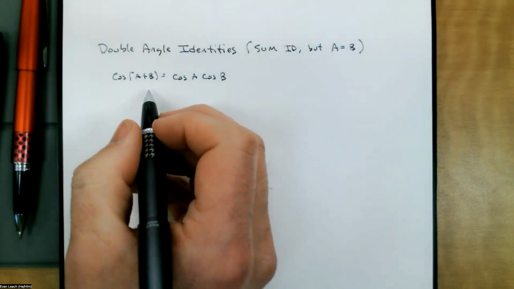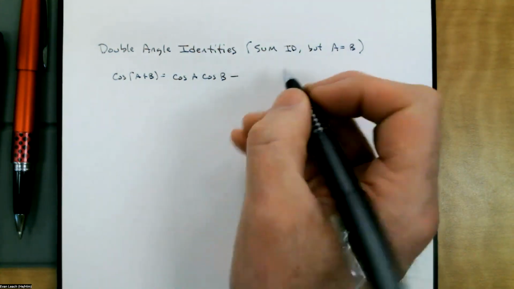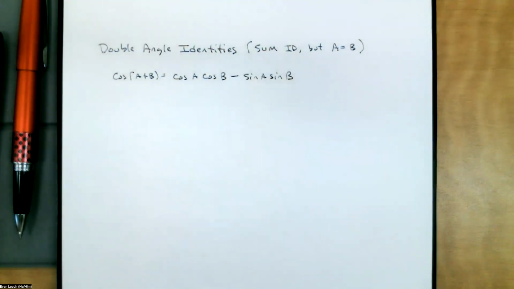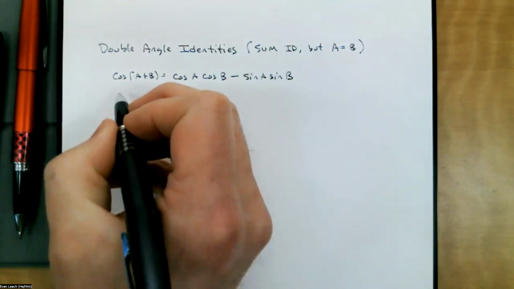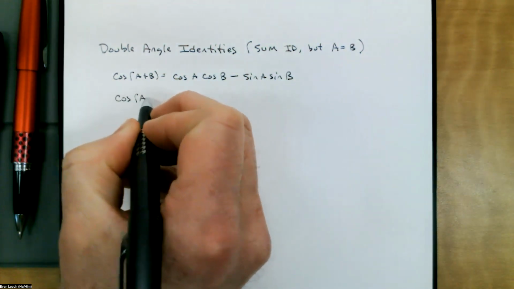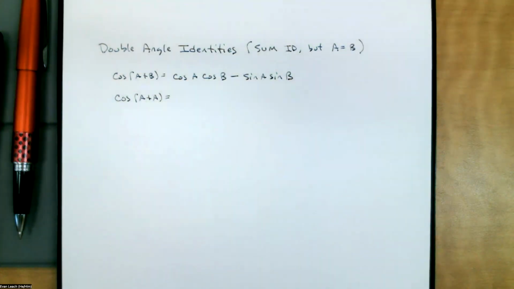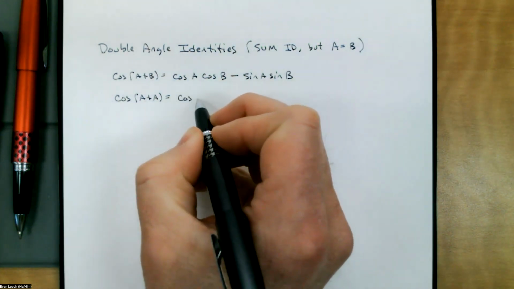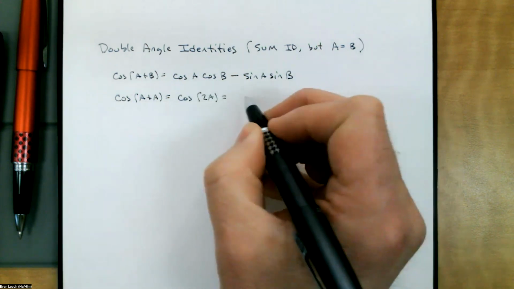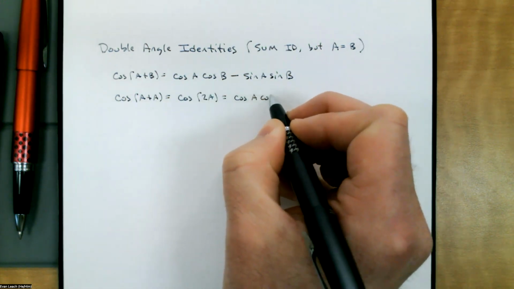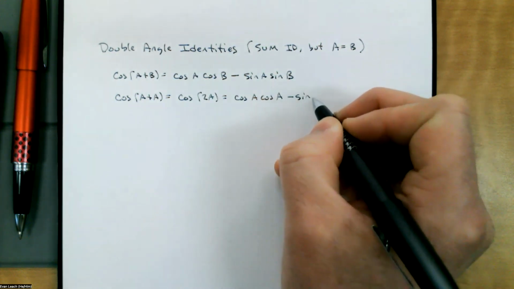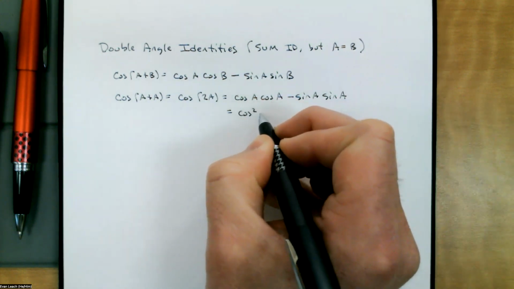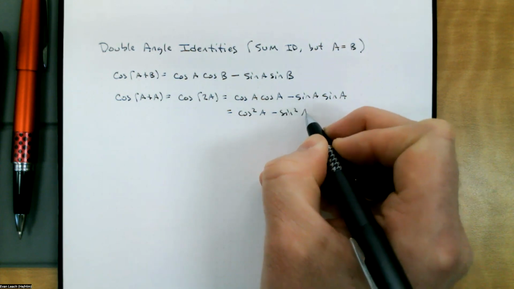Cosine of A plus B. Cosine is the one where it's matchy-matchy, but different sign. So if I make A equal to B, I can write cosine of A plus B as cosine of A plus A, or cosine of 2A. That's going to be the cosine of A times the cosine of A minus the sine of A times the sine of A, or cosine squared A minus sine squared A.